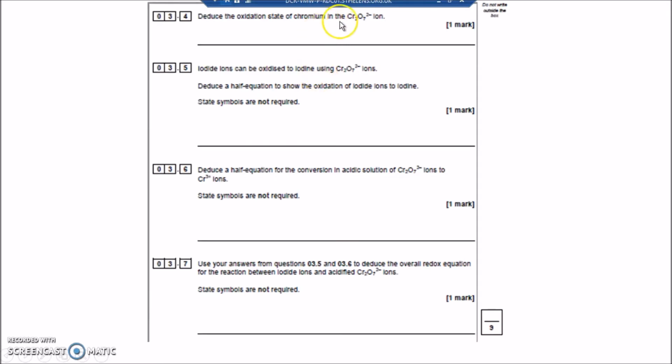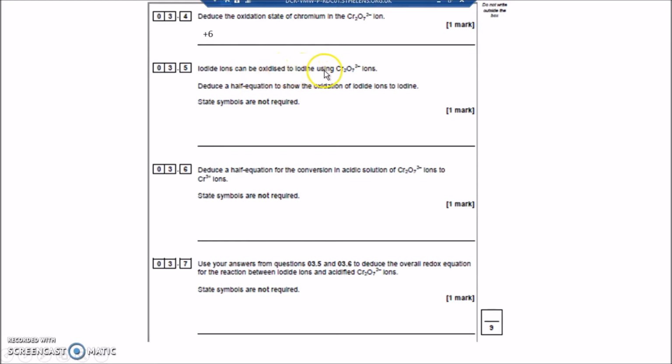Deduce the oxidation state of chromium in Cr2O7. Well, the oxidation state of oxygen is -2, so 7 times -2 is -14, and there are 2 minuses left over. So the two Crs must be +12, because +12 take away -14 leaves 2 minus over. If the two Crs are +12, each Cr must be +6.